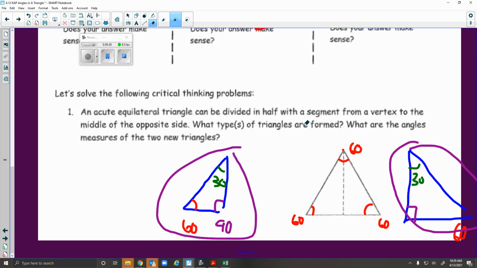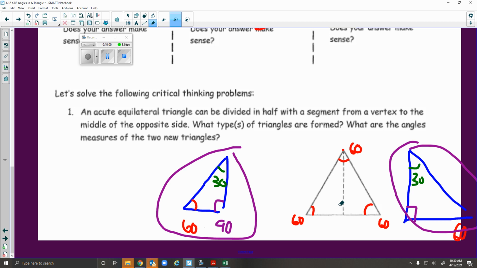This last one down here is super cool. An acute equilateral triangle can be divided in half with a segment from a vertex to the middle of the opposite side. What types of triangles are formed? What are the angle measures of the two new triangles? So take a look. I told you equilateral triangles have 60 degrees in each of the angles. Well, when I split it up and I separate the two, I put one over here and I put one over here. The top angle will get split in half to 30. The corners actually stay the same at 60.